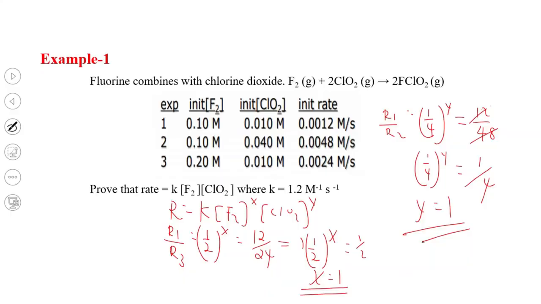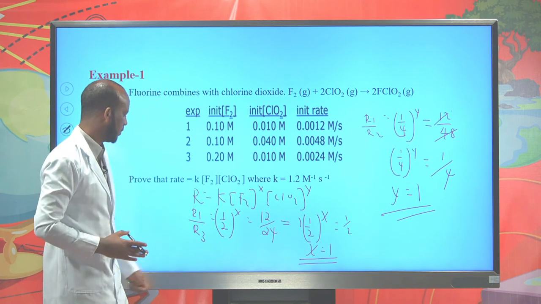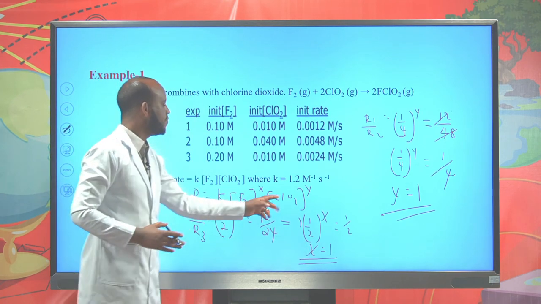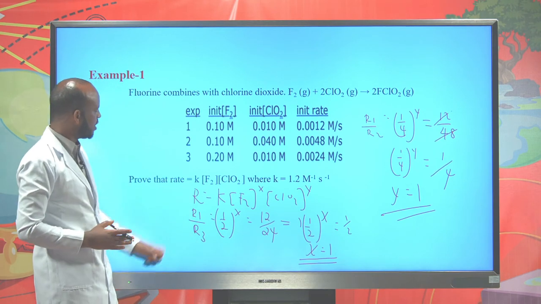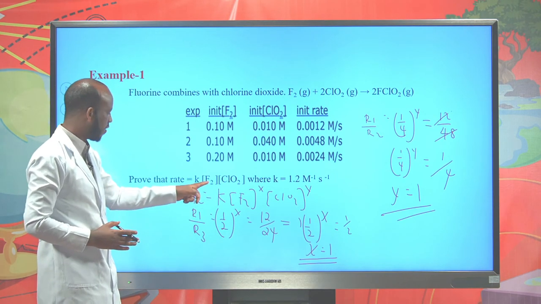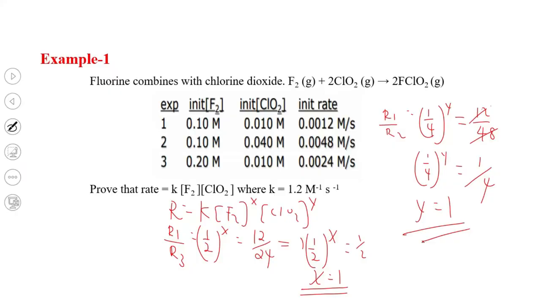The rate law for this reaction is rate equals K times concentration of F2 to the power of X times concentration of ClO2 to the power of Y. X is 1, Y is 1. Therefore, the rate of this reaction is K times concentration of F2 times concentration of ClO2.